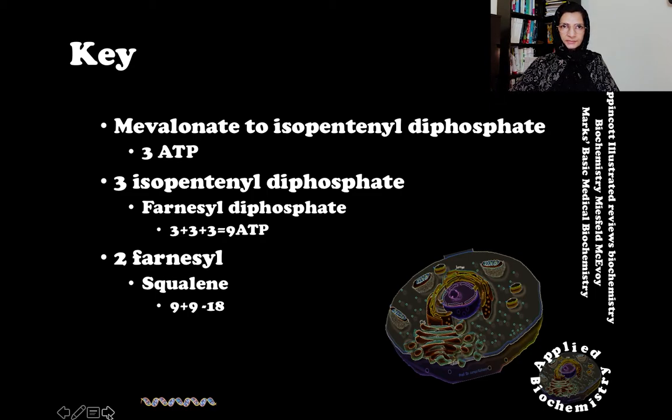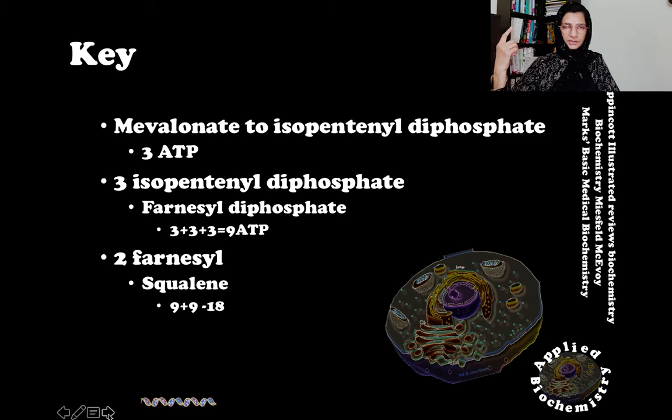The first molecule is consumed when mevalonate is converted to 5-phosphomevalonate in the presence of phosphotransferase. The next molecule of ATP is consumed when, in the presence of kinase, mevalonate 5-phosphate is converted to mevalonate diphosphate, and mevalonate diphosphate is decarboxylated, again in the presence of the third molecule of ATP. So 3 molecules of ATP are required to form 1 isopentenyl diphosphate.